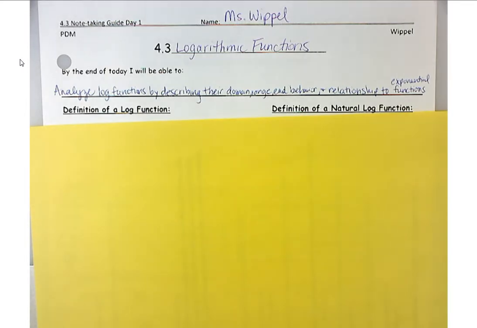Started log functions, and every single section after this is going to be all about logs. So we have to remember a few things from Algebra 2. We're going to start with the definition, and the definition is really just changing its form. Do you guys remember what you can rewrite a log function as? Exponential. Yes, exponential. Do you guys need more time to write down your objective for today?